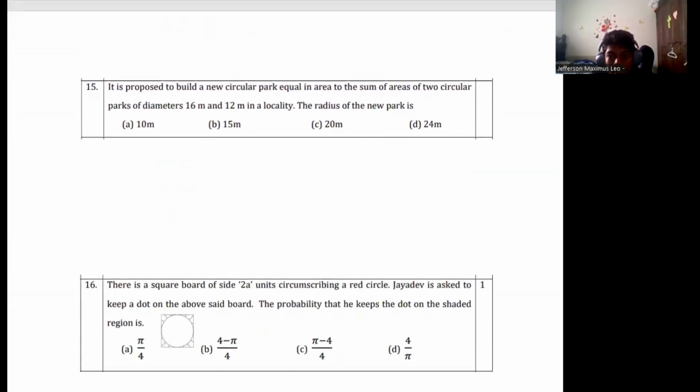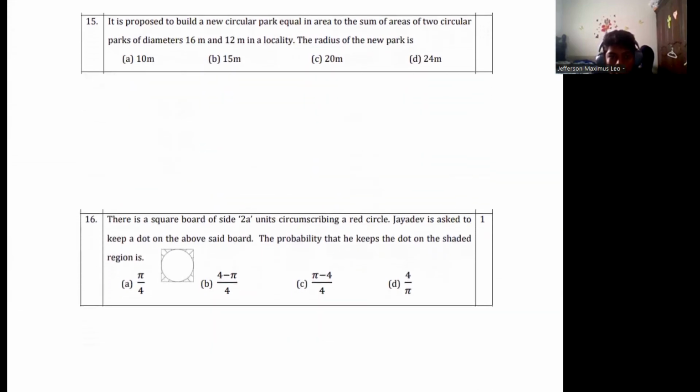Fifteenth one. It is proposed to build a new circular park equal in area to the sum of areas of two circular parks of diameters 16 meter and 12 meter in a locality. The radius of the new park is... Actually, this is related to our portion, Areas related to circles, the first exercise. I have taught you a similar type of question. Can you remember that?